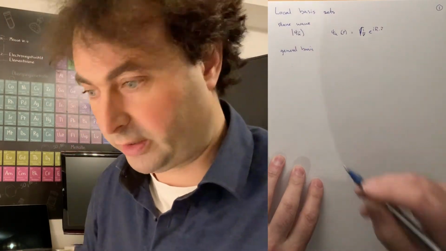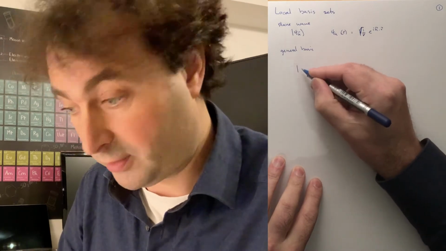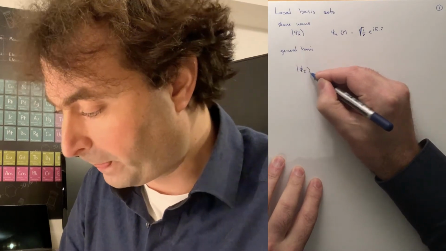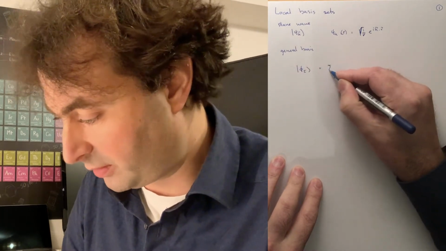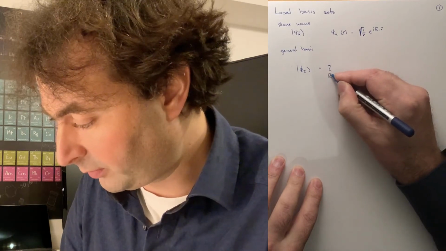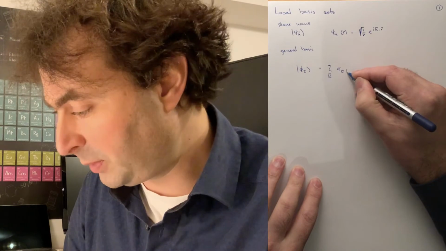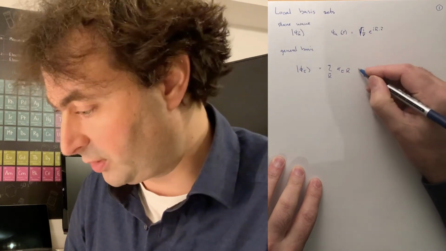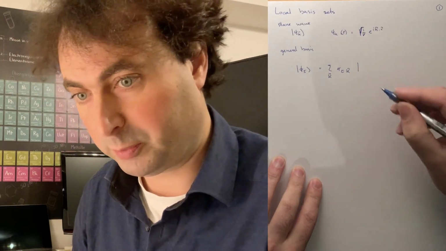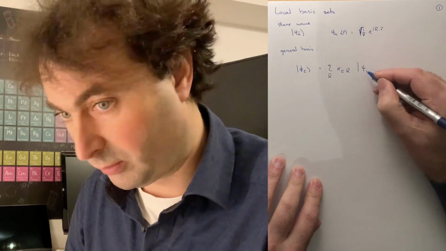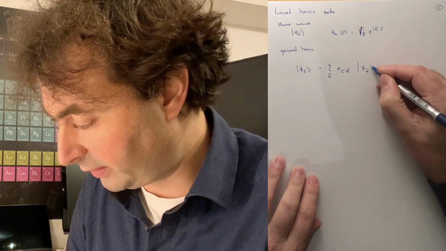And we know that our plane wave basis is a complete basis set, so we can write our general basis as a sum over all basis functions with some complex prefactor, such that the norm square of all the prefactors is equal to 1. It's a unitary transformation.